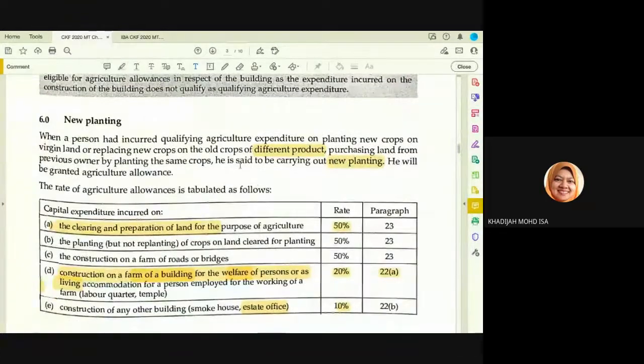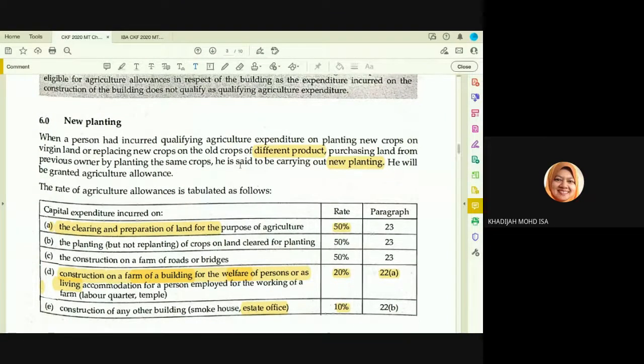Okay, new planting: when a person has incurred qualifying expenditure on planting new crops on virgin land, or replanting new crops on the old crops of a different product, or purchasing land from the previous owner and planting the same crop, he is said to be carrying out new planting. Okay, so when we say new planting, it has to be different crops, right?